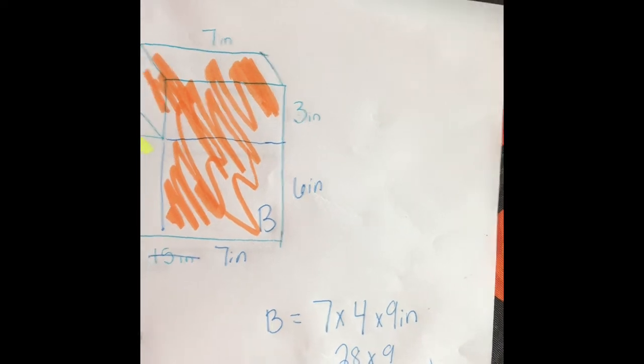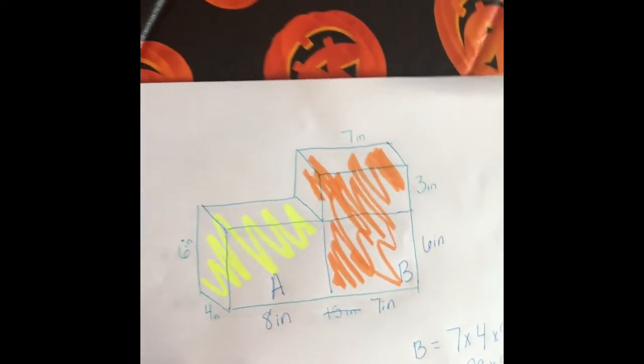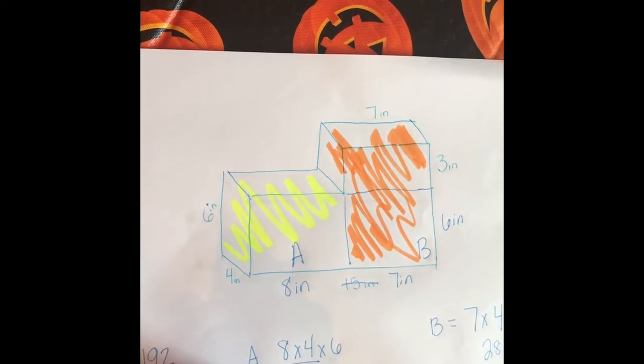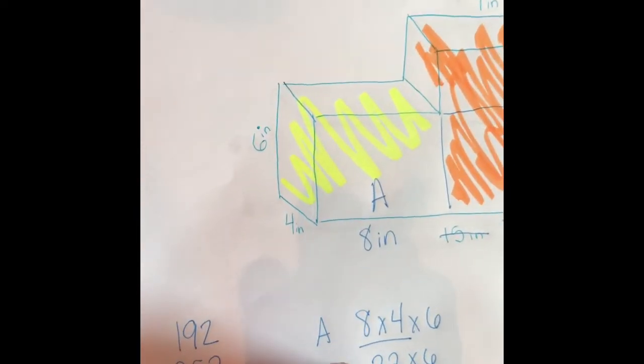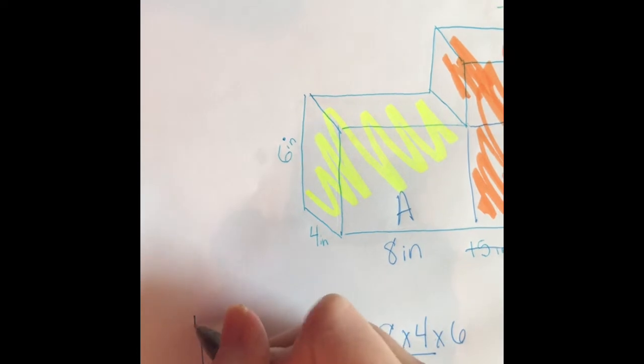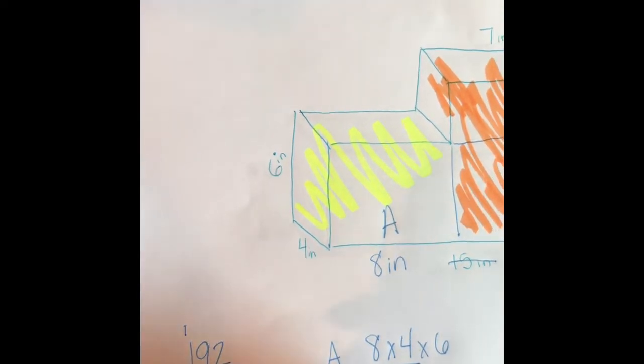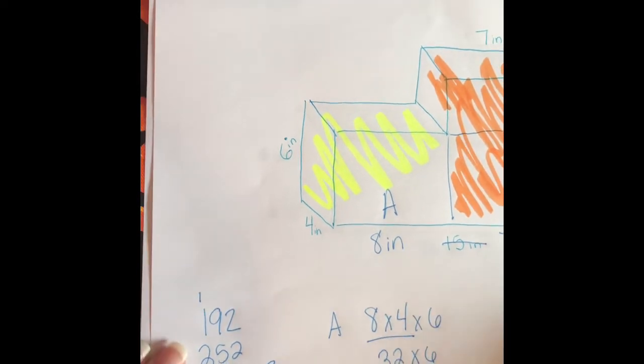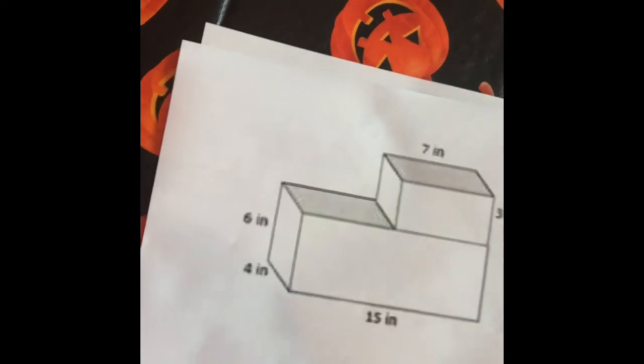So now the final step is to add the two together so I can get the total volume. So 192 plus 252, I end up with 444 cubic inches.